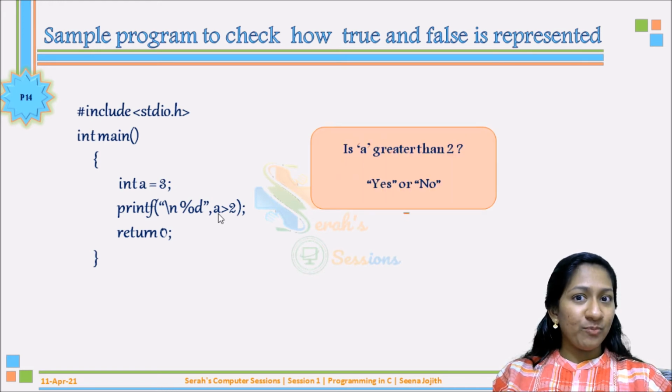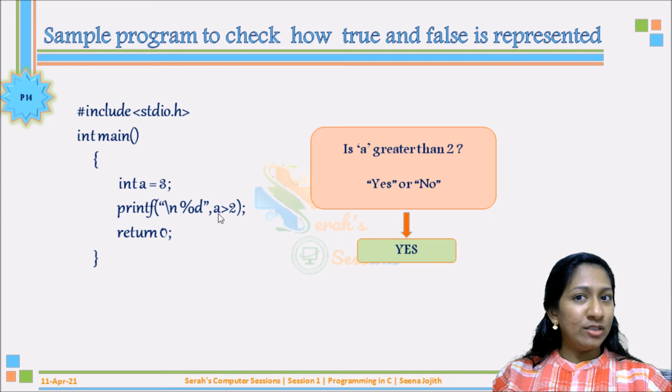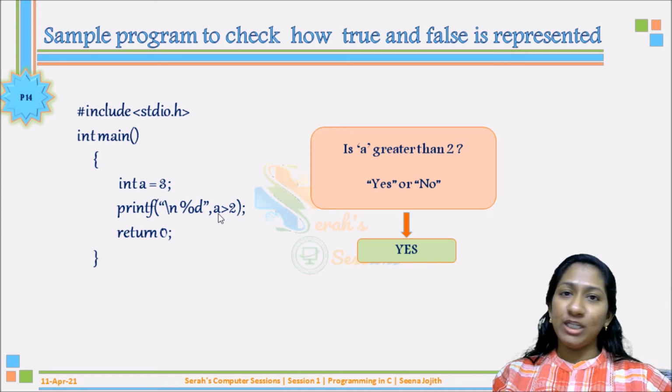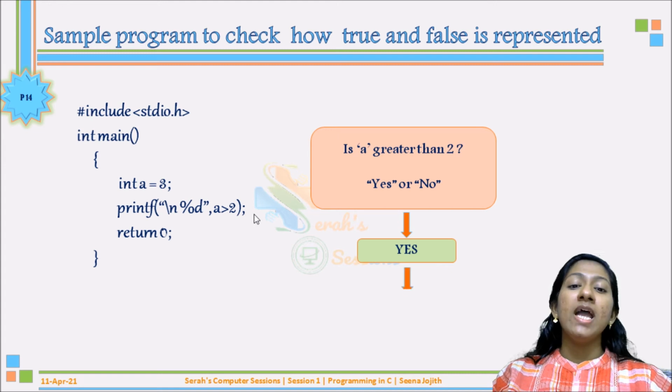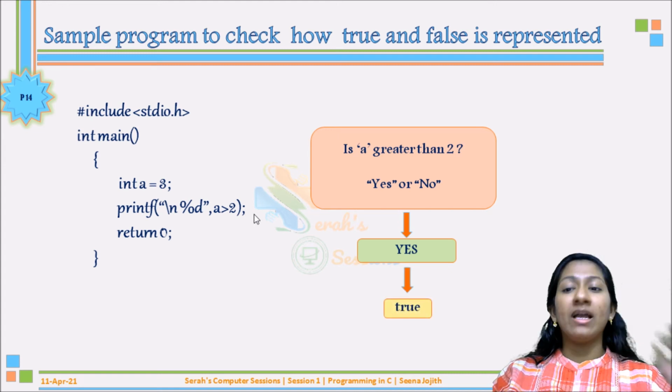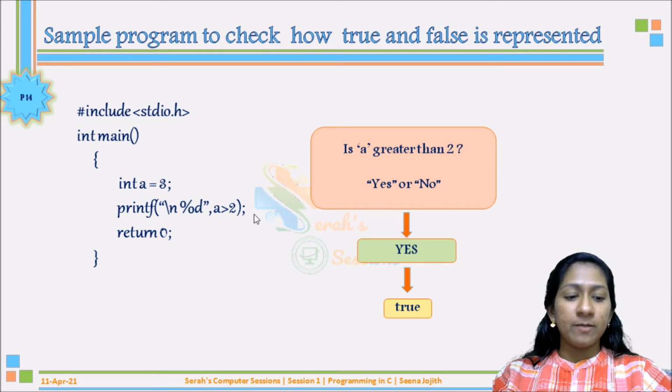Yes or no? Yes, a is obviously greater than 2 when we actually apply the value of a to that particular expression, a greater than 2. 3 is greater than 2, and therefore you get a true. This expression will be evaluated to a true state, and the output will be 1.